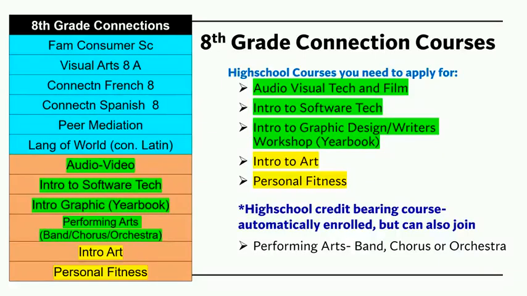These high school courses require an application. You will need to apply and have teacher recommendations in order to get into these courses. We're going to learn more about that in just a bit. There are other courses that also allow you an opportunity to get high school credit. That also includes performing arts. So if you're in band, chorus, or orchestra and you take that your 8th grade year, you will receive a credit of 1.